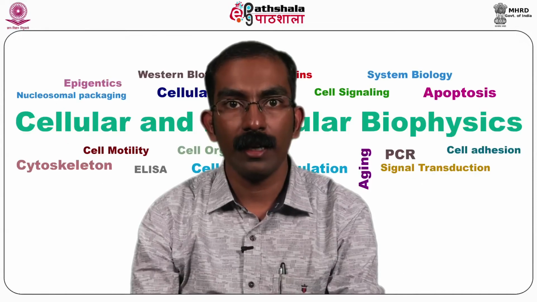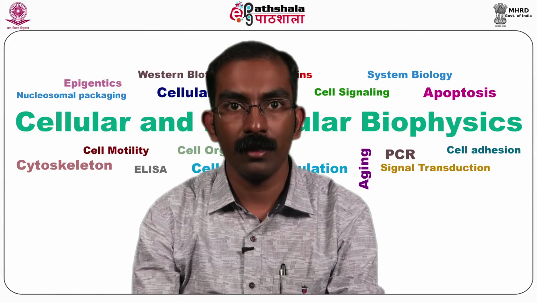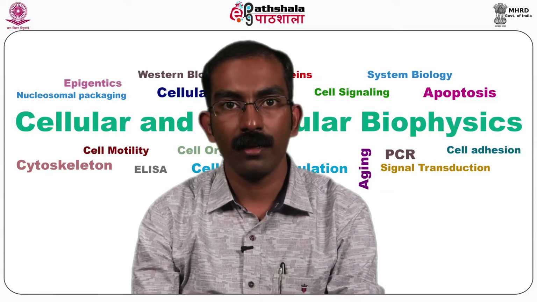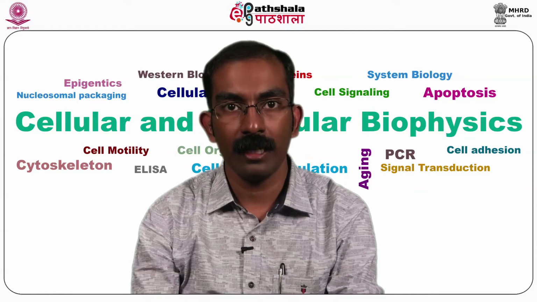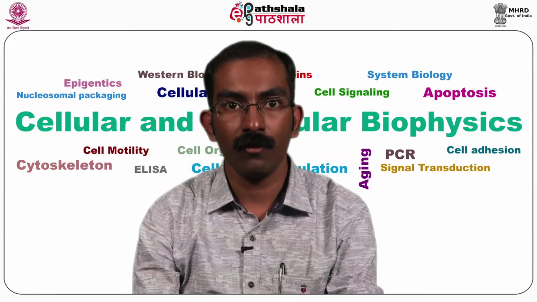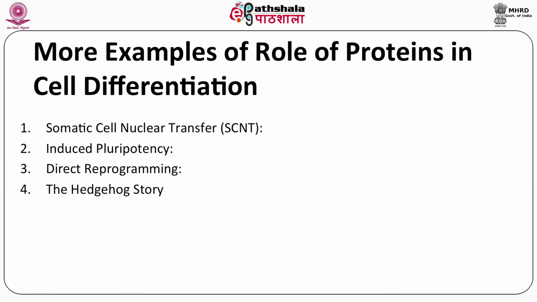So, hypomethylating agents such as decitabine are used in the treatment of such conditions. HDAC, that is histone deacetylase inhibitors like SAHA, are already in use in the treatment of conditions like cutaneous T-cell lymphoma. Let us now see some more examples for the role of proteins in cellular differentiation.